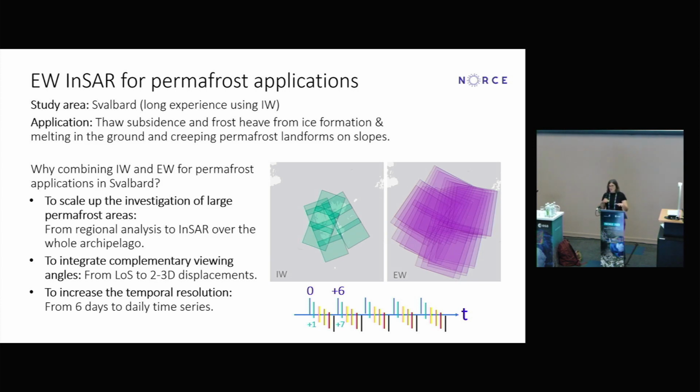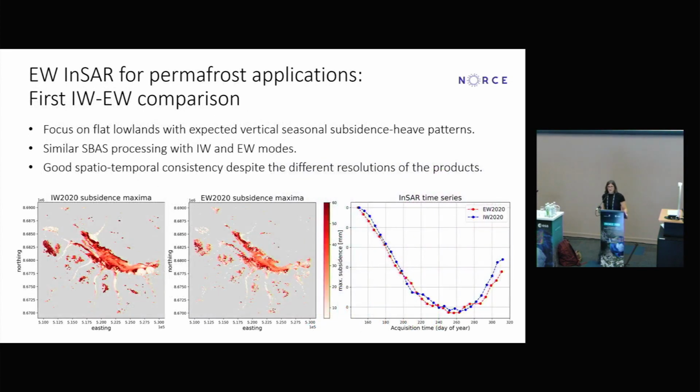And of course, you also get more views, so we can go from line of sight measurement to 2D to 3D displacements. And in the future, to upscale the investigation of ground movement in Svalbard, we can also process maybe in one go the entire archipelago. So that was the idea, to test a bit, and the first thing we wanted to check is that if we process IV and EV separately, can we get the same pattern, basically.